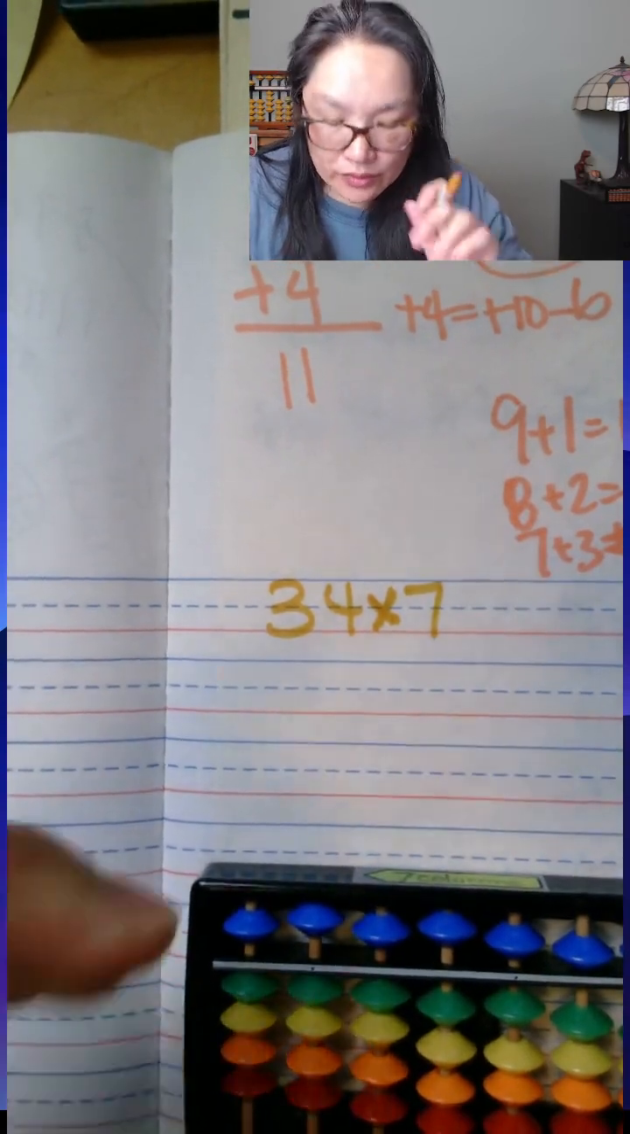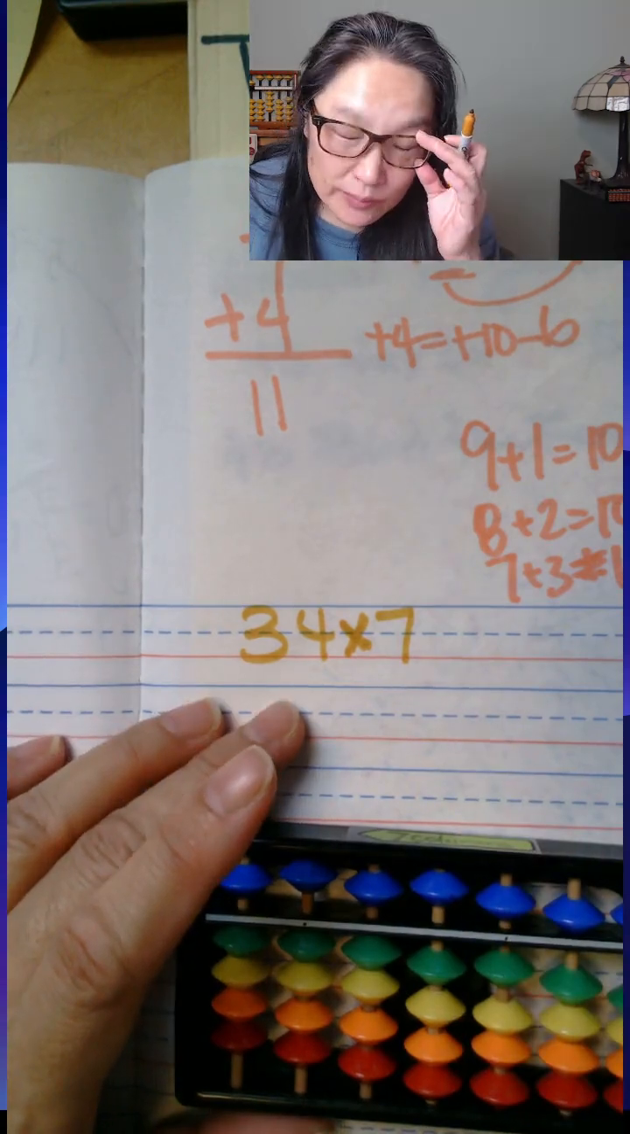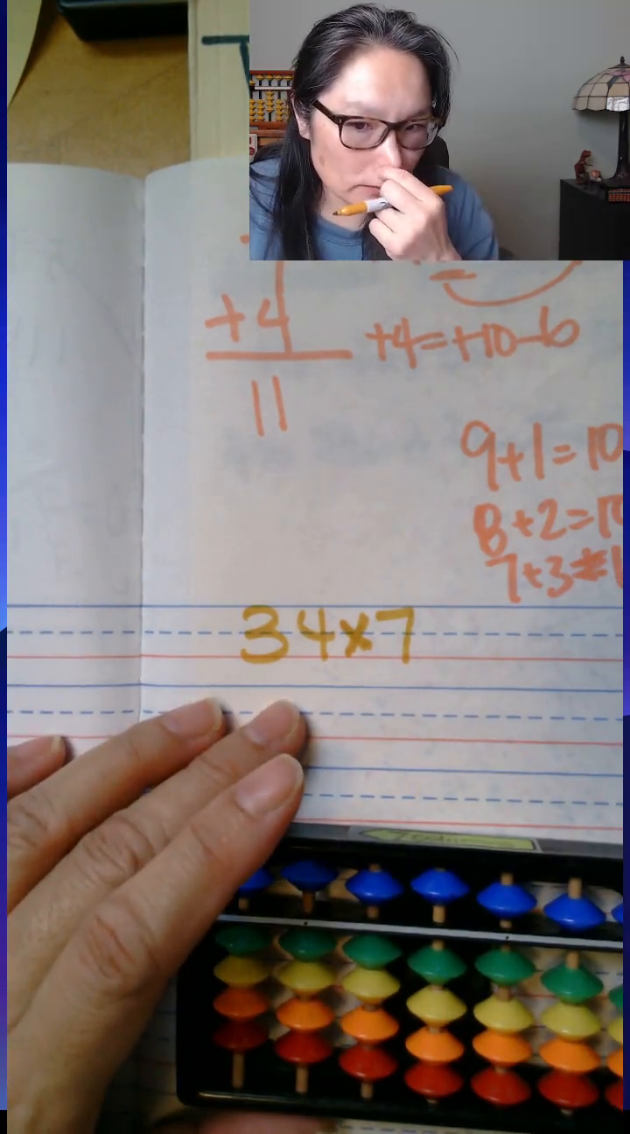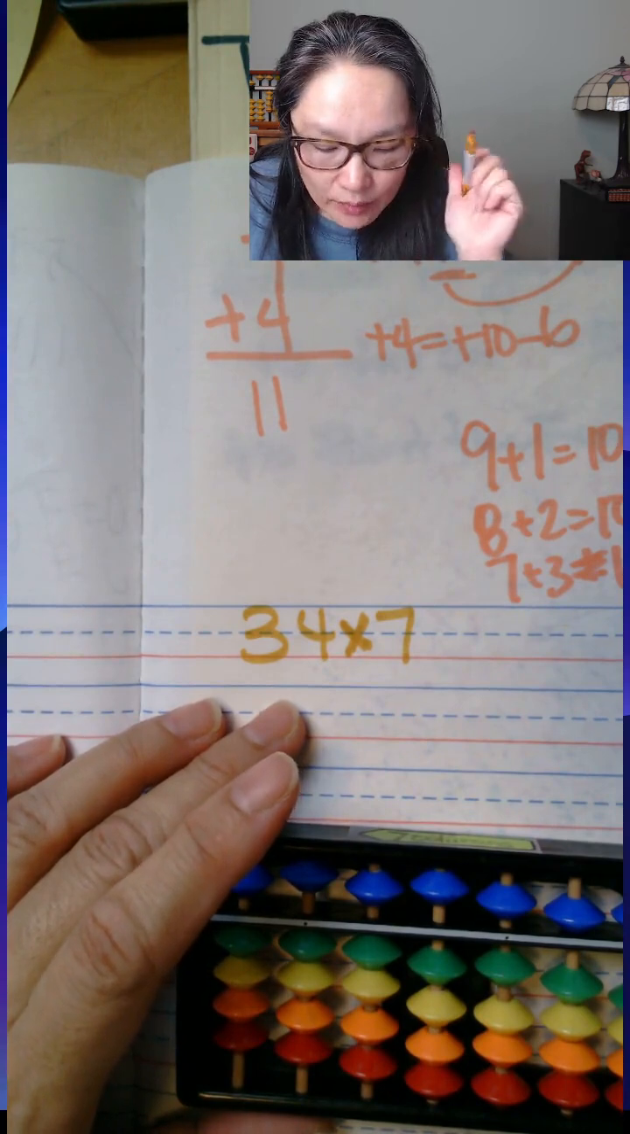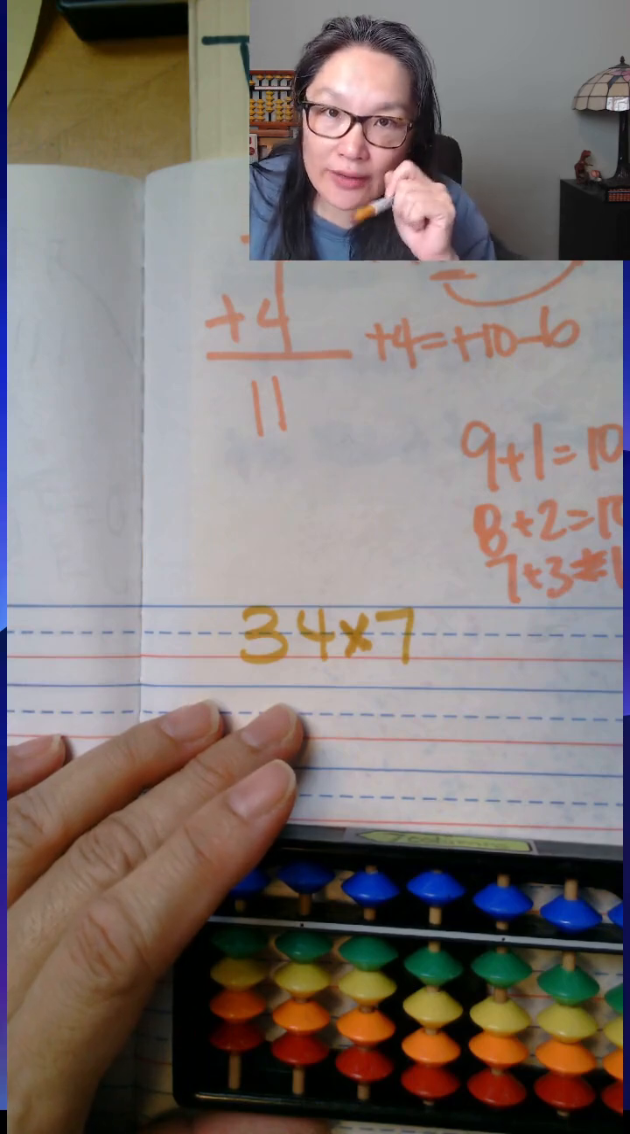The first thing we're going to do is find our starting point. Why? Because we need to know where to put the answer on the abacus.